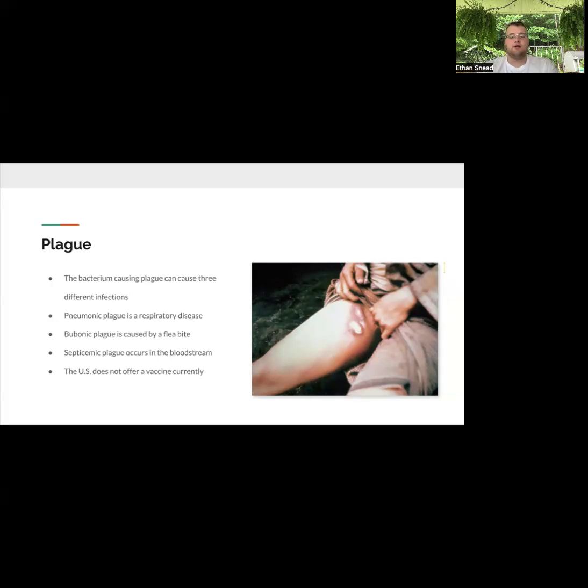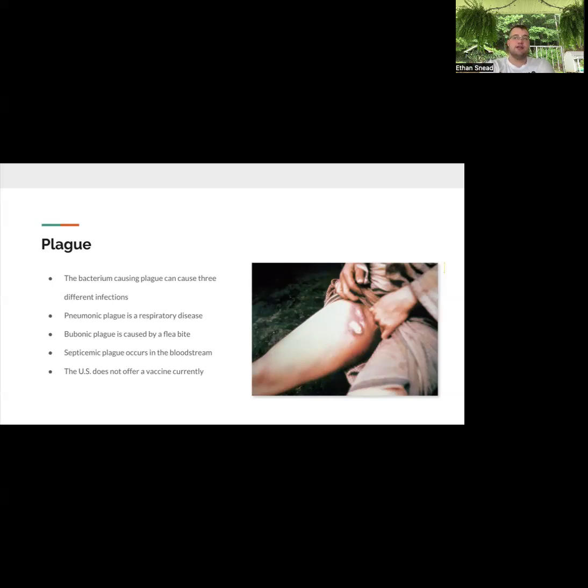The next type it can cause is the bubonic plague, and this is often caused by a flea bite, and it's a form of the plague in which bacterial growth is primarily restricted to the lymphs, and it's characterized by the appearance of swollen lymph nodes, which is referred to as bubo. It also causes the septicemic plague, which is a form of infection that occurs mainly in the bloodstream, and its mortality rates are extremely high as well.